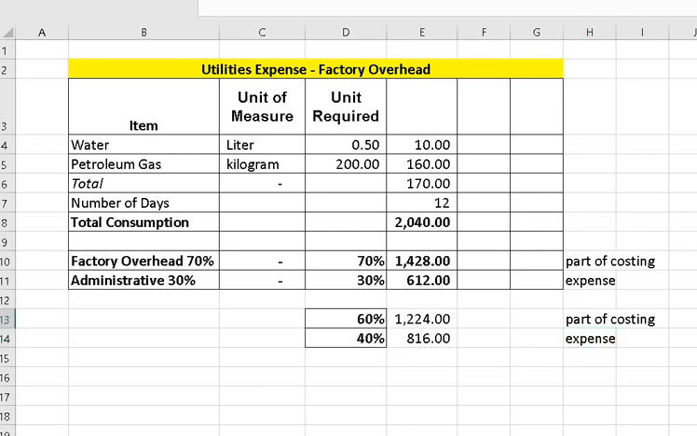So in our next video, we will have the computation of selling price wherein part ang overhead sa computation ng ating costing and selling price.